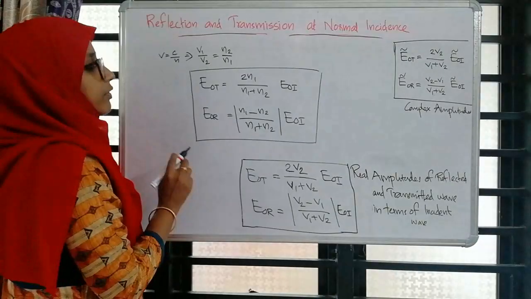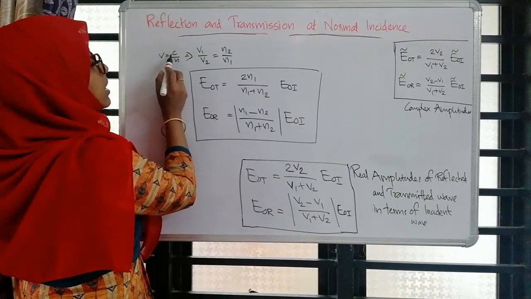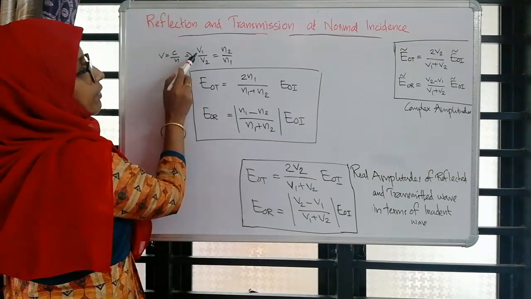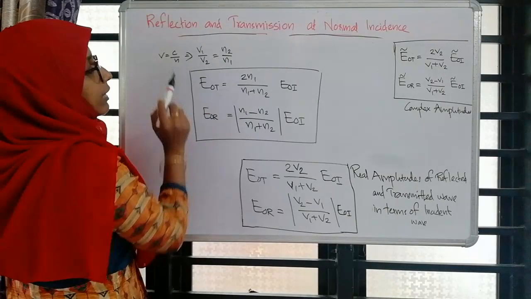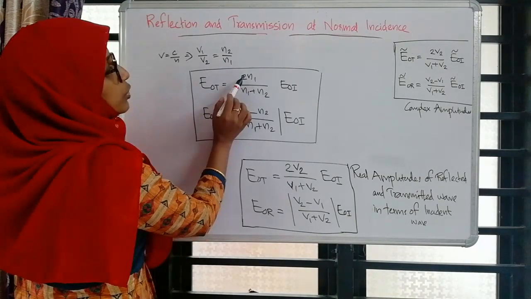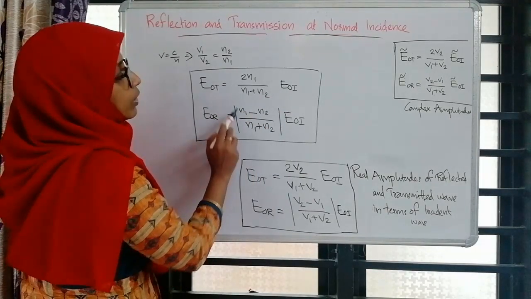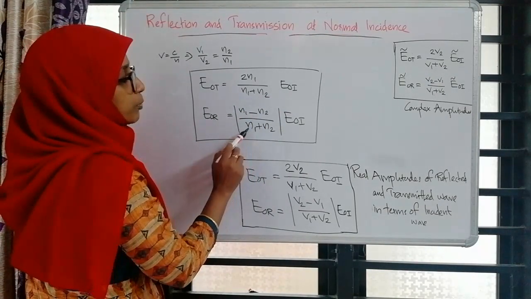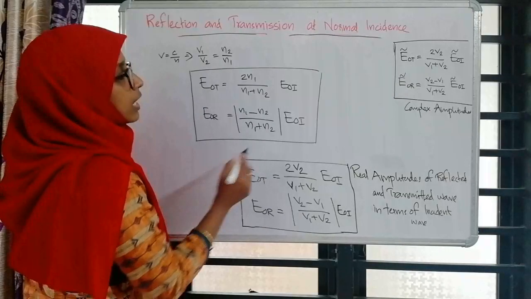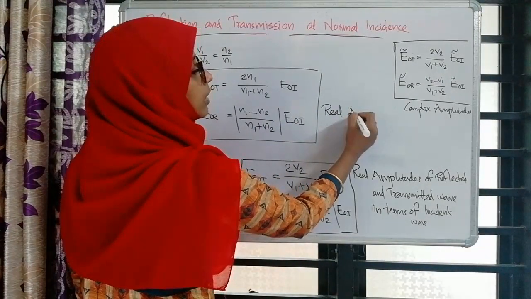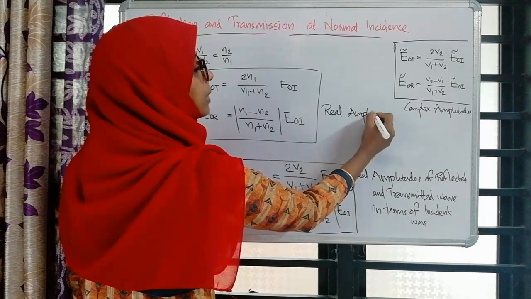Now we can derive one more relation. We know V is equal to C by N, or V is proportional to 1 by N. From this, V1 by V2 is equal to N2 by N1. E0t is equal to 2N1 by (N1 plus N2) E0I. E0R is equal to the magnitude of (N1 minus N2) by (N1 plus N2) into E0I, which gives the real amplitudes in terms of the refractive index of the medium.